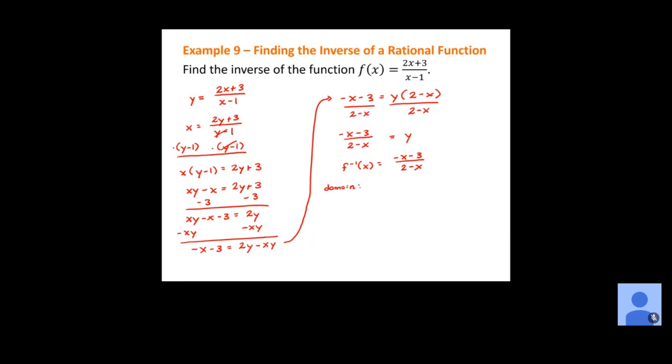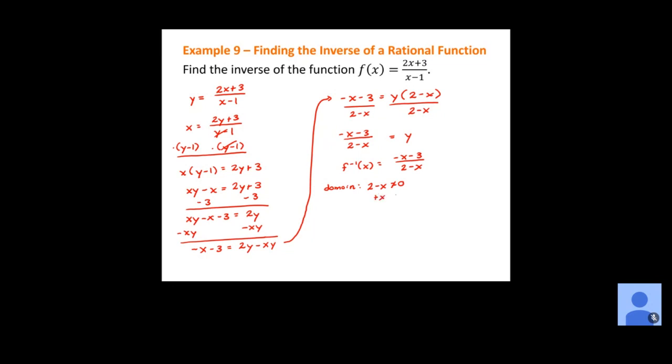Good. So we know the denominator can't be equal to 0, so I'm just going to take the 2 minus x and set it not equal to 0. Okay, so if we solve that now, what's our restriction going to be on the x value? What can x not be equal to? X can't be 2. Good.